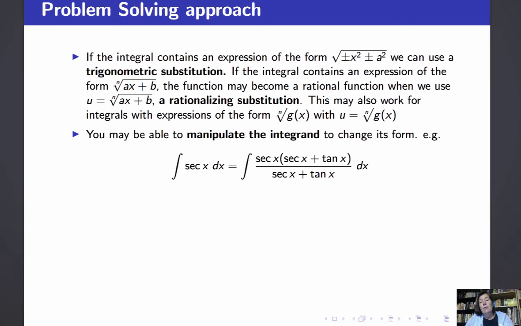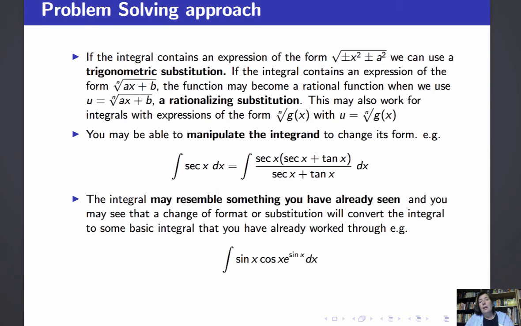You might also be able to manipulate the integrand and change its form so that one of your methods will work. Remember, we did this with the integral of secant of x. For secant of x, we multiplied by secant of x plus tangent of x divided by itself, and then the substitution u equals secant of x plus tangent of x actually worked. Your integral might resemble something you've already seen, and it's good then to think through how you solve that integral. Or maybe, as we said before, a substitution or a change of variable will convert it to something that can be solved by one of your well-known methods.